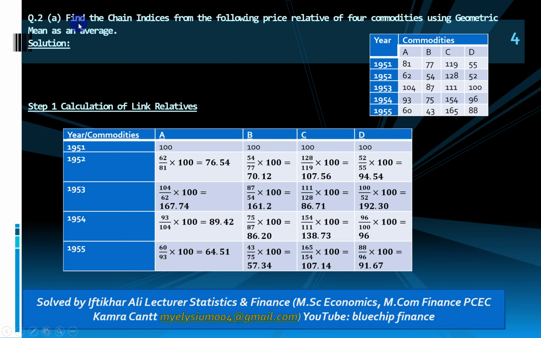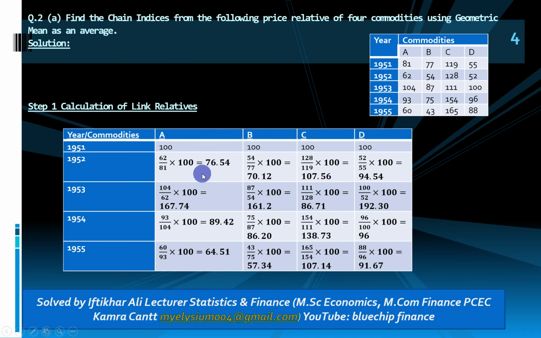Question number 2, part A. Find the chain indices from the following price relatives of 4 commodities using geometric mean as an average. सेम इसी तरह का क्वेश्चन हम प्रीवियस पेपर में भी डिस्कस कर चुके हैं. पहली इंपॉर्टेंट चीज़ होती है लिंक रिलेटिव्स को कैलकुलेट करना.